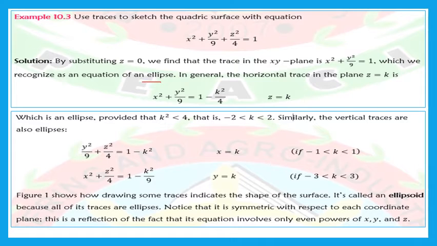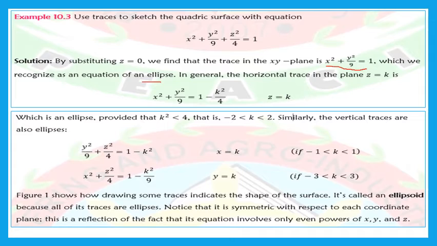This is an equation of an ellipse. Kahit wala kang nakitang nakalagay na number dito sa denominator na x squared, understood na may 1 diyan. In general, the horizontal trace in the plane z equals k is x squared plus y squared equals 1 minus, replace z by k, k squared over 4, which is an ellipse pa rin, provided that k squared is less than 4. That is, k is between negative 2 and 2.